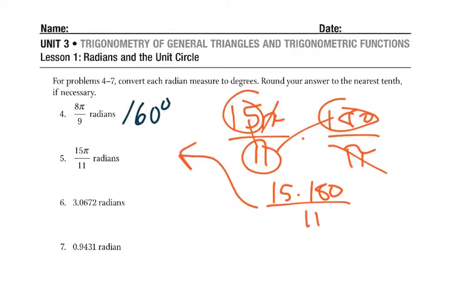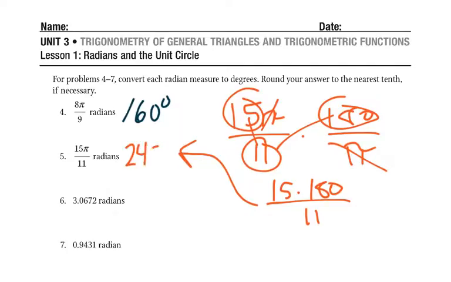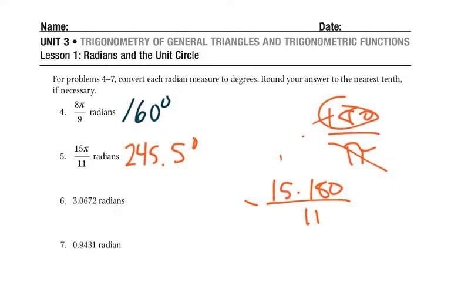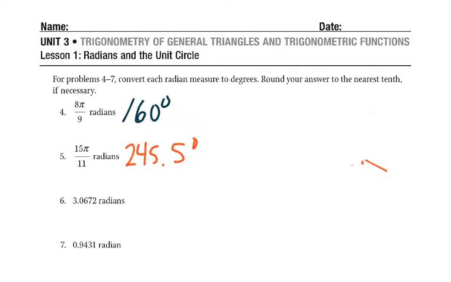So 15 times 180 divided by 11 gives us about 245, say nearest tenth. It's 45 repeated, so we'd round up to 5. So 245.5 degrees. Okay, now the 3.0672 radians, we still do the same thing, but the pi's won't cancel out. So this one's a little more just calculator work.